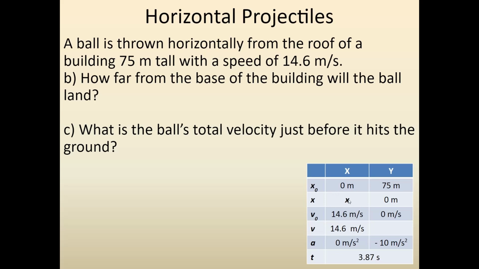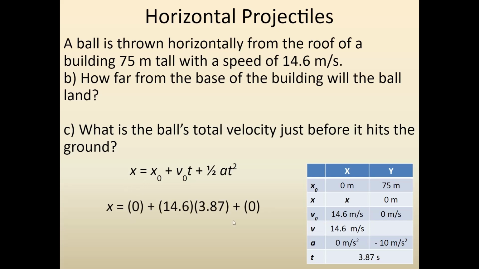And now what we can see is I'm looking for this x term. That's the only thing missing in this column. So I can now use the x side. I once again use the annoying x equation. This time I'm using x properly. Plug in my given information and I get that the final position is 56.5 meters.